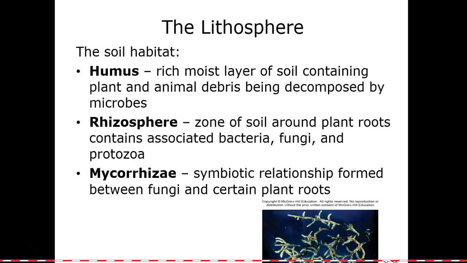The soil habitat consists of a few different components. We have the humus, which is the moist layer of soil that contains debris that's been decomposed, and we know that our decomposers can usually be fungi and also bacteria. We have the rhizosphere, which is the zone of soil that contains the bacteria, fungi, and protozoa that support the acquisition of nutrients by plant roots. And we have the mycorrhizae, which is a symbiotic relationship between fungi and plant roots. So we can see the relationship of the plant roots, not only with the bacteria, but the fungi as well.